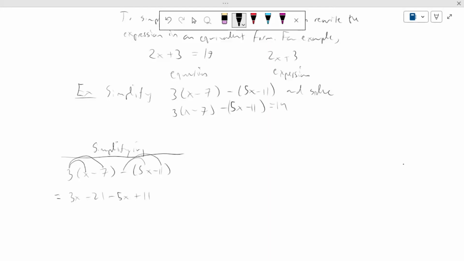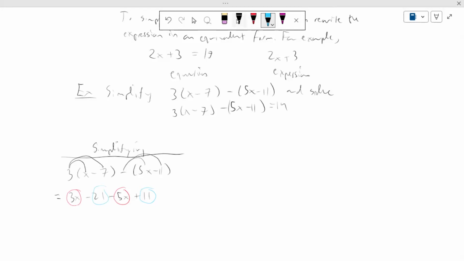Okay, all right. Now comes the part where we combine like terms. Okay, so like terms. What are like terms? Well, this has an x in it, and this also has an x to it. So that's going to be like terms. This is just a constant, right? This minus 21. And this is also just a constant. So those are like terms.